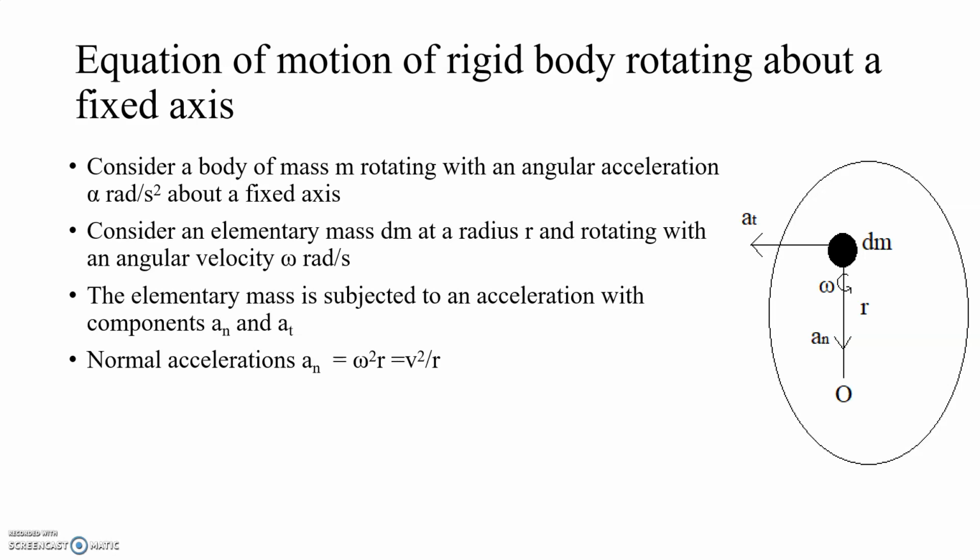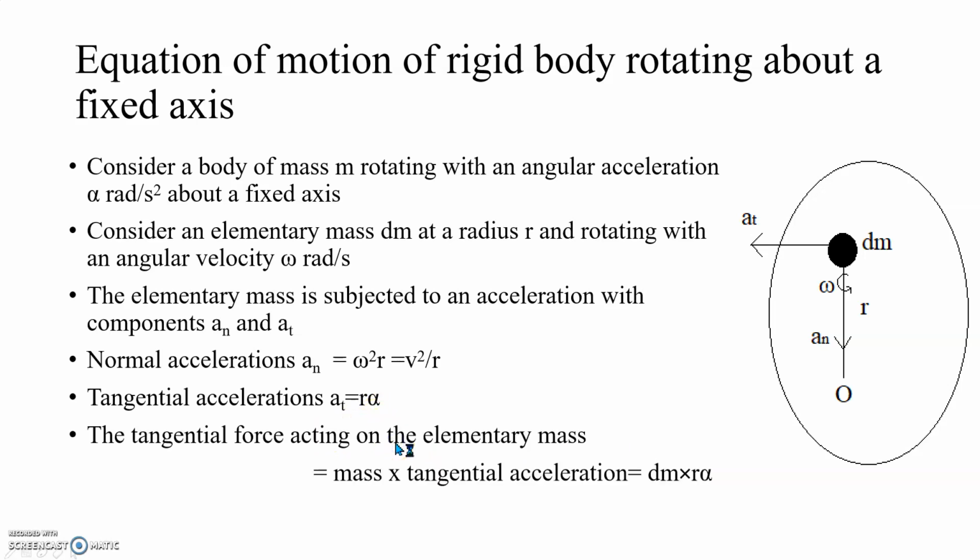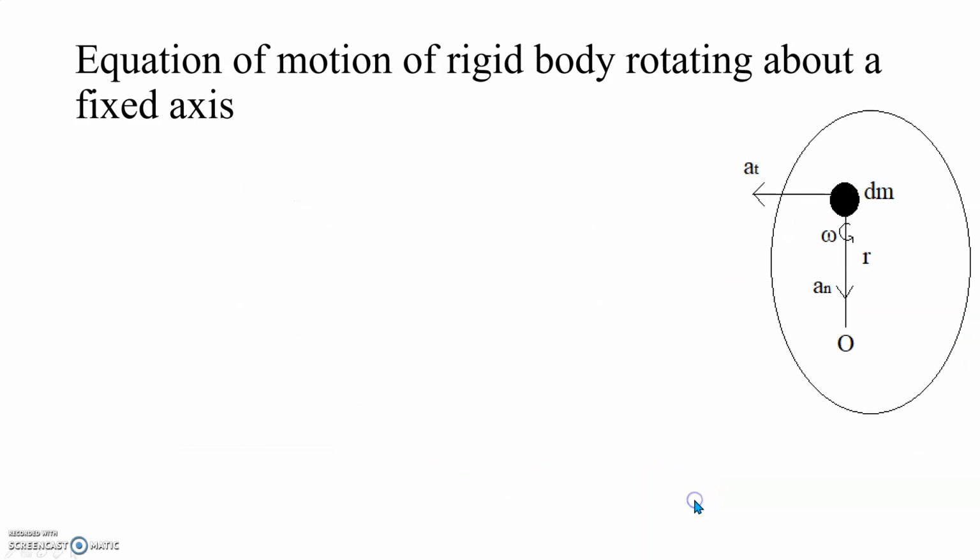Centripetal acceleration acts towards the center, whereas centrifugal acceleration acts away from the center. Tangential acceleration has a value of r into alpha. The tangential force acting on the elementary mass, that is, the force acting along the direction of tangential acceleration, is mass into tangential acceleration, that is dm into r alpha.